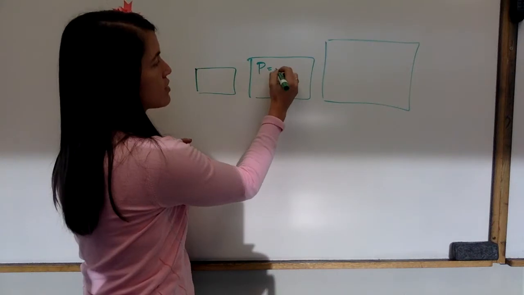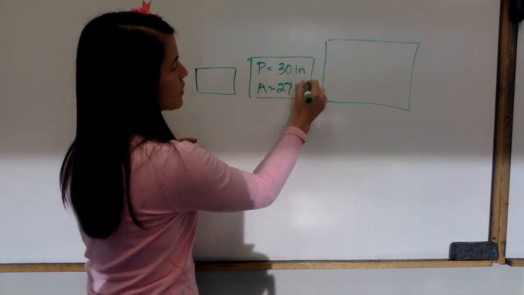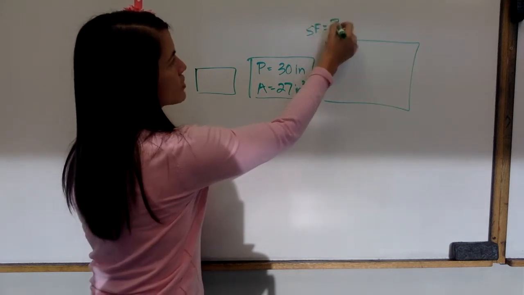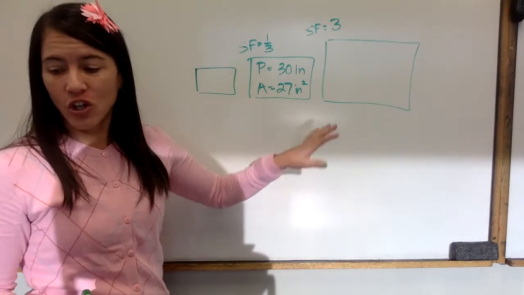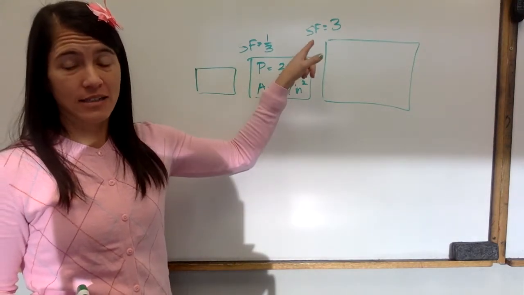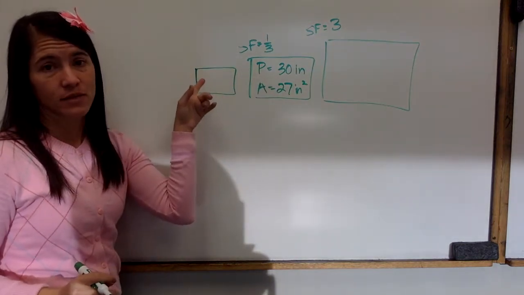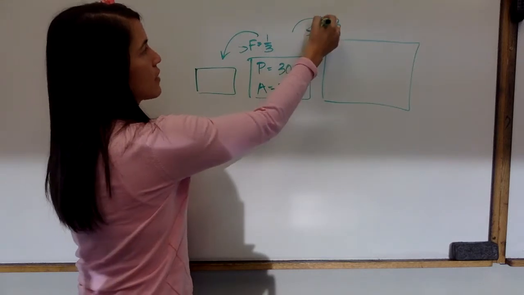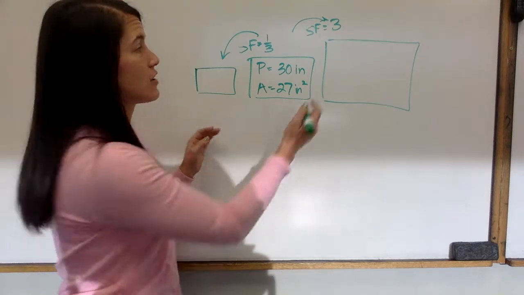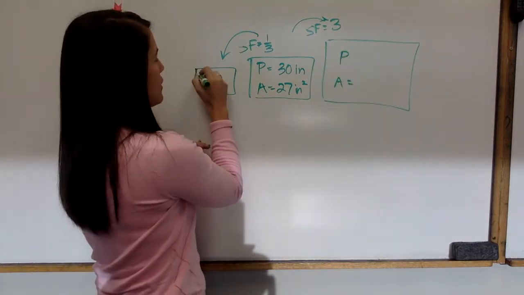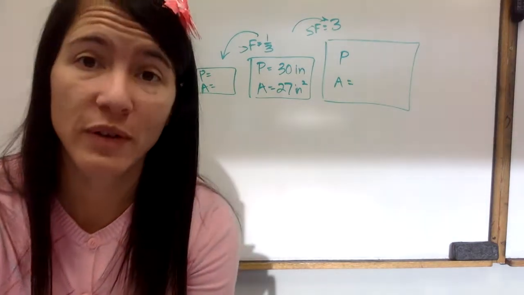But the information was the perimeter was 30 inches and the area was 27 inches squared. The scale factor here was 3 and the scale factor here was 1/3. The problem said the larger one was 3 times the size and the smaller one was 1/3 the size. So going this way and going this way. That's really all you need to know to find the perimeter and area of these rectangles. That's kind of small, so I might come up below. So let's do the bigger one first.